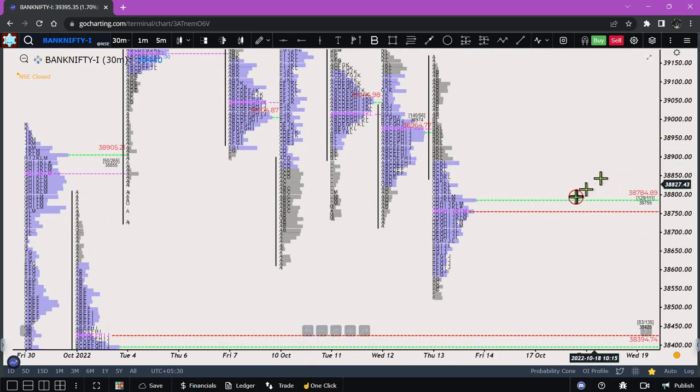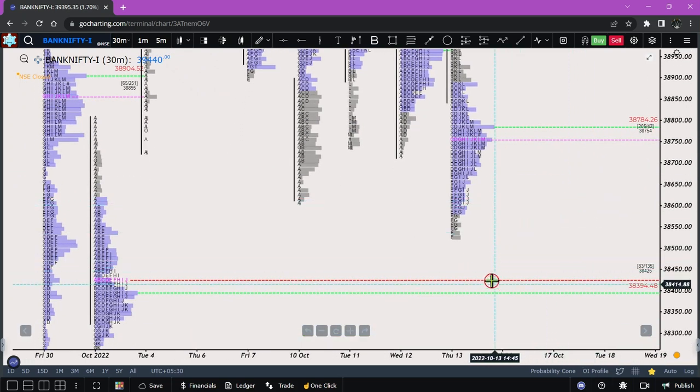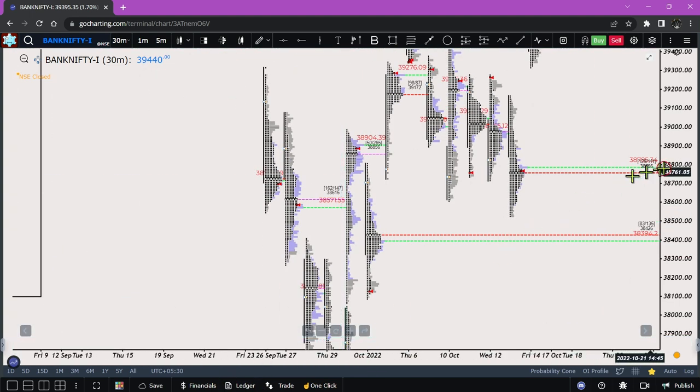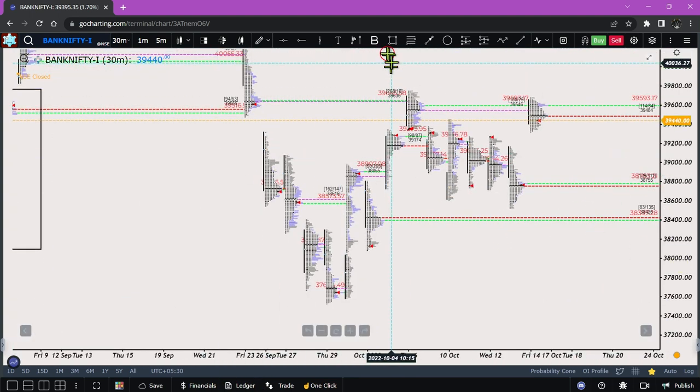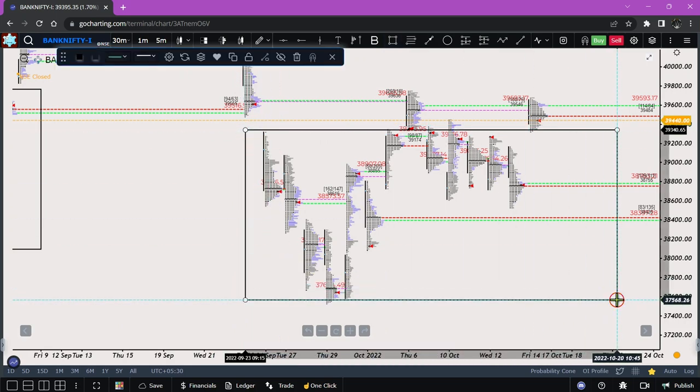If the market was really weak, or Bank Nifty was really weak, there was a very good chance for the market to auction at least till this part, 38,400. Why do I say that? Because you remember the bigger balance area that we drew. This is exactly at the half, the 50% range of that. So this is the range that we drew, and it is approximately 50% of that.